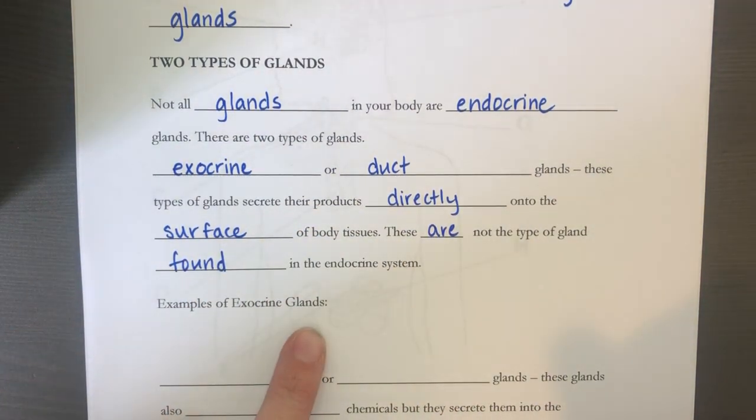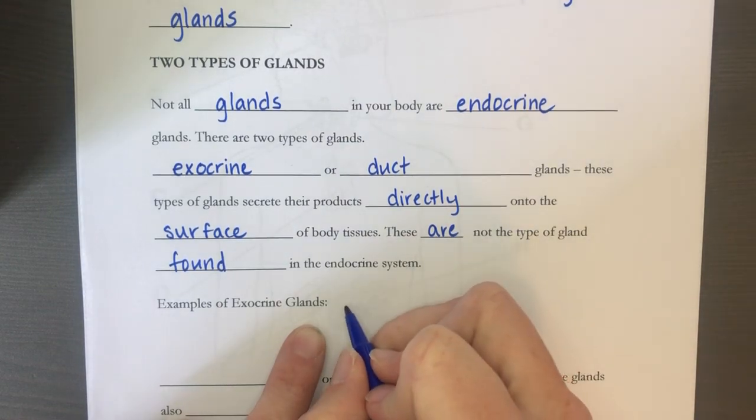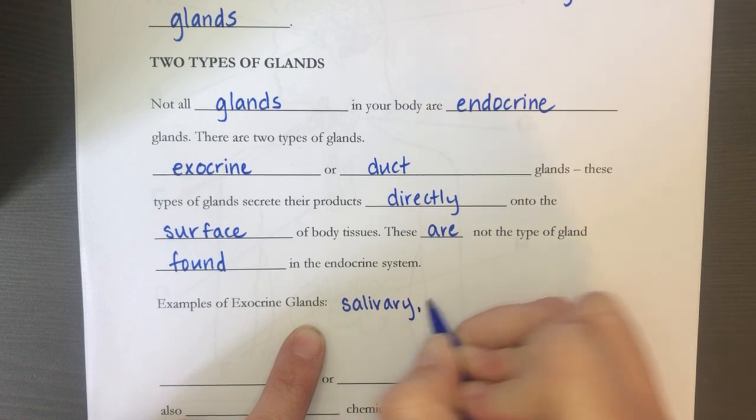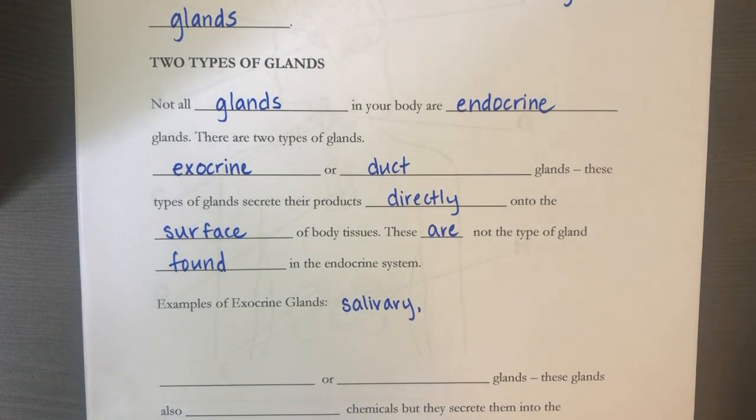So examples of exocrine glands would be, we talked about them in the last chapter, your salivary glands. If you think about how they work, they secrete saliva directly onto the tissues in your mouth. So they're just going to put them right out there. Now, the opposite is what an endocrine gland does. An endocrine gland is going to secrete things into your bloodstream, where they're then delivered to a body tissue. So the exocrine glands are going to secrete things directly onto the tissue they have an effect on.